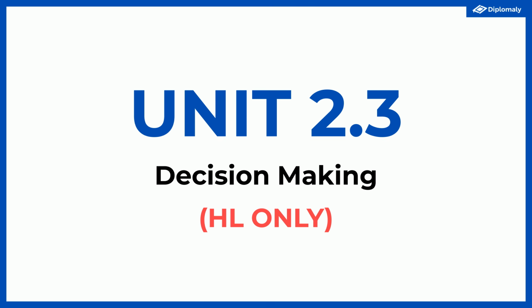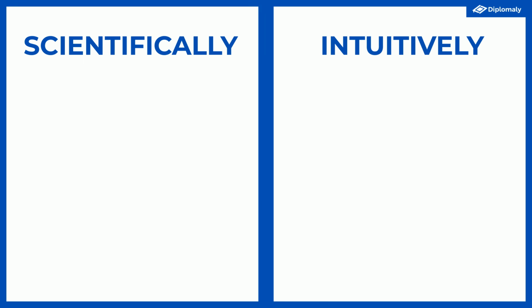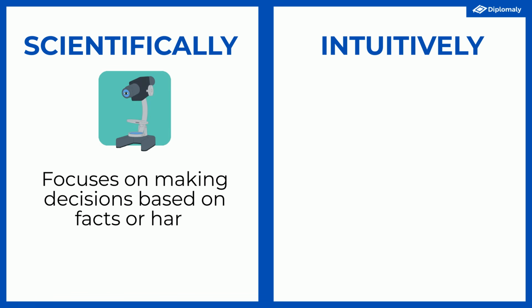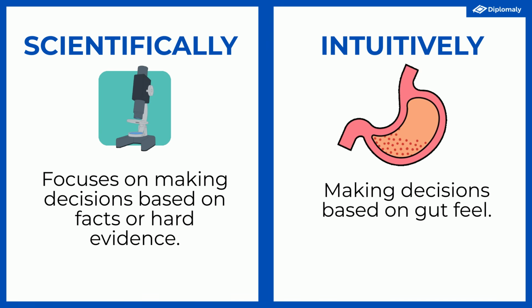SL students feel free to skip straight to Unit 2.4. Leaders can also make decisions in 2 ways, scientifically or intuitively. Scientific thinking in management focuses on making decisions based on facts or hard evidence. Intuitive thinking in management is about making decisions based on gut feel.